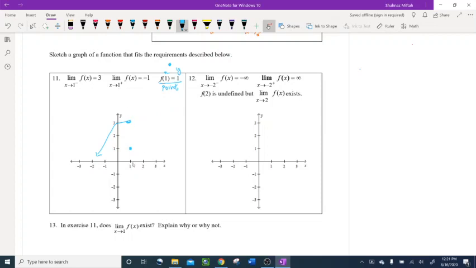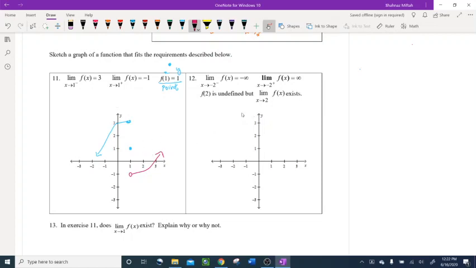Limit x approaches 1 from the right. This is the right side. When I approach 1 from the right, they said it's -1, which means my limit is supposed to be here, -1. And I'm going to make a hole right there, and we can make something like this. You see that? When x approaches 1 from the right, the limit is -1. When x approaches 1 from the left, the limit is 3. We're good to go. That's how it looks.